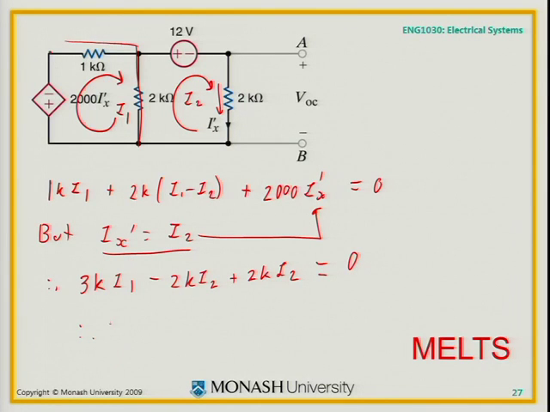Therefore, I1 equals 0. The I2's cancel: minus 2k I2 plus 2k I2. I get left with I1 equals 0. So one of the mesh currents is 0.